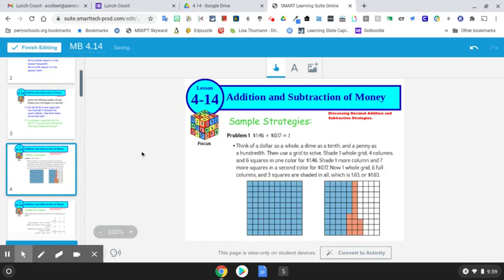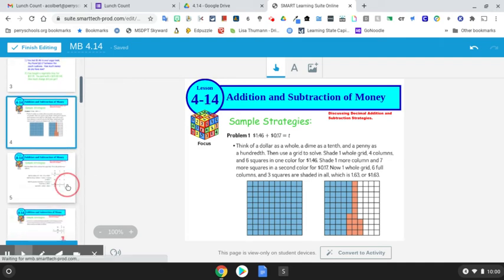Okay, so some sample strategies for problem 1, which was the addition problem, was $1.46 plus 17 cents. We see that it equals T. So you need to think of a dollar as a whole, a dime as a tenth, and a penny as a hundredth. Then use a grid to solve. You can shade one whole grid, 4 columns and 6 squares in one color for $1.46. Then you can shade one more column and 7 more squares in a second color for 17 cents. Now, one whole grid, 6 full columns, and 3 squares are shaded all, which is 1 and 63 hundredths, or $1.63. Now, again, that is just a strategy.